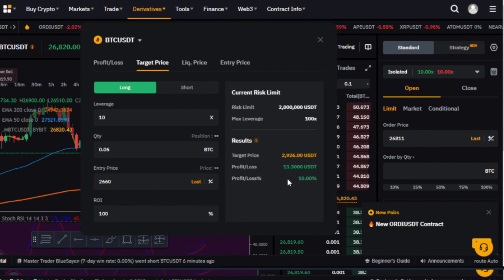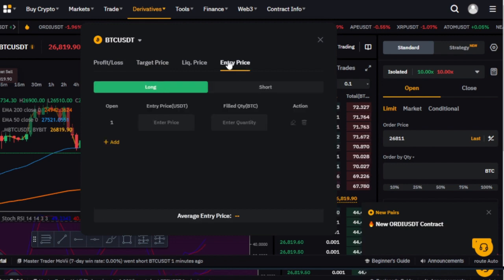It means that for me to achieve this target price that I'm looking at, I enter with a leverage of 10x, the quantity of BTC I want to trade is 0.05, and I enter the market at 26,600. If I'm expecting to make 100%, because I'm using 10x leverage, it means the market will need to move by 10%, right? So the 100% here is calculated without leverage, but with the leverage, you will now see what is calculated here for you.